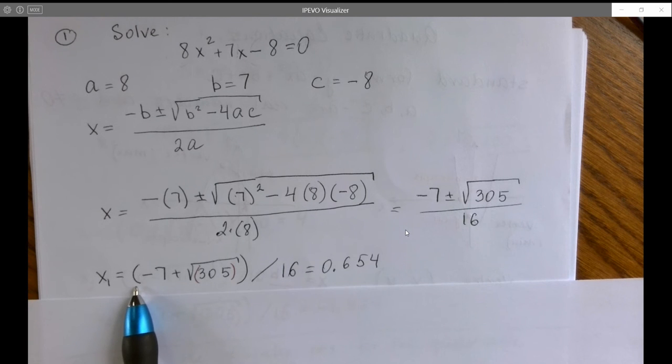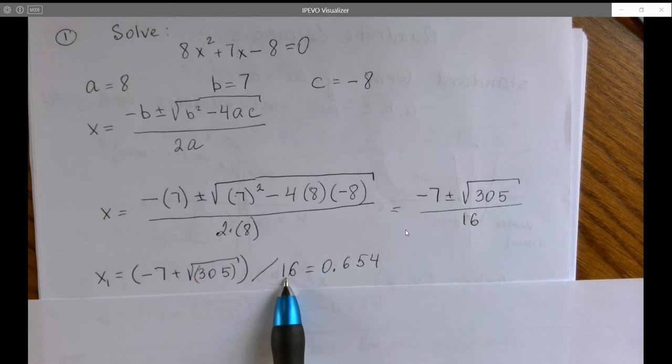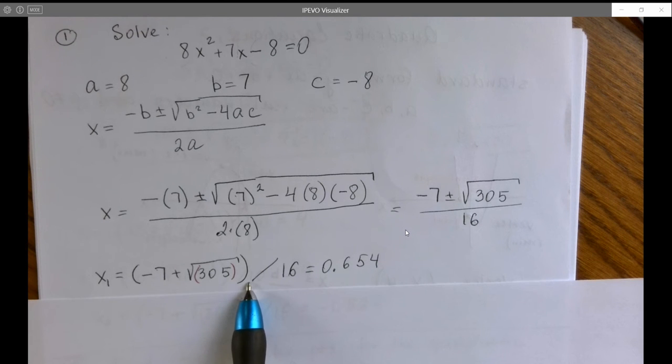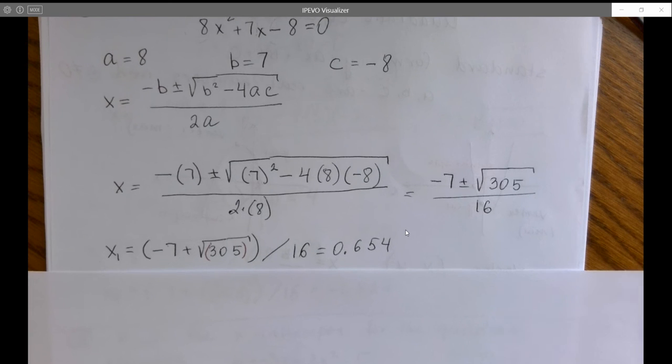Open the parentheses and negative 7 plus square root. Many calculators will open parentheses here, so in this case, don't forget to close the parentheses. Divide by 16 and equal to 0.654. Please try to type this on your calculator, and you should get the same answer. If you don't have the same answer, it means you typed something wrong. Please check it again.